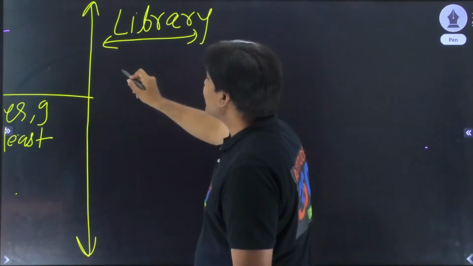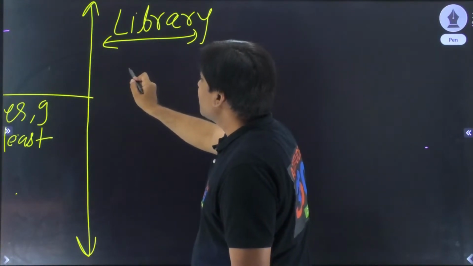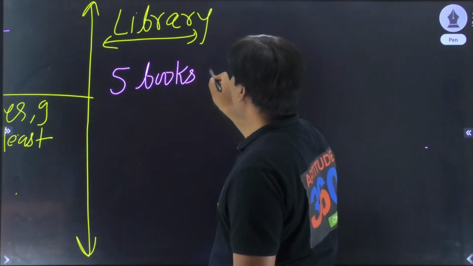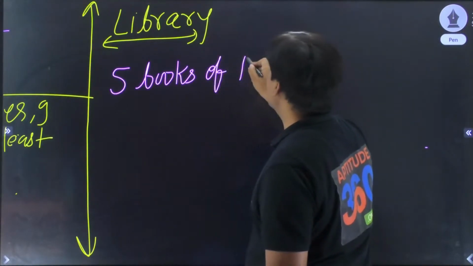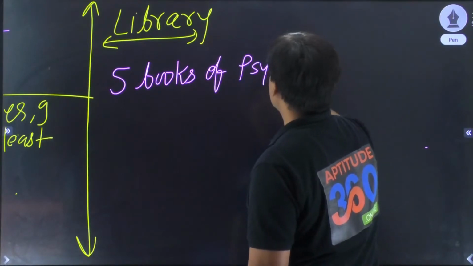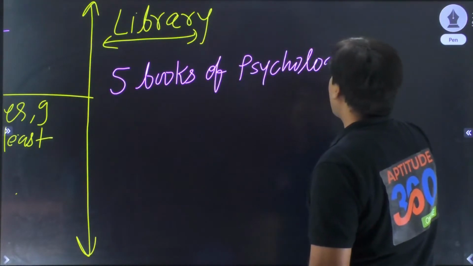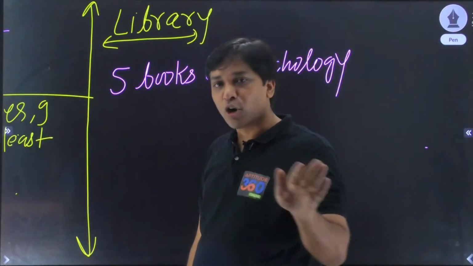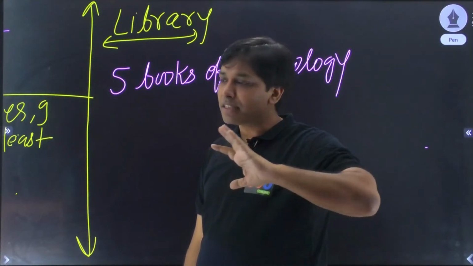And I say that in the library you have 5 books of psychology, and these are different books. ऐसे नहीं कि एक ही बुक की 5 कॉपीज रखी हुई हैं. These 5 are different books, right?